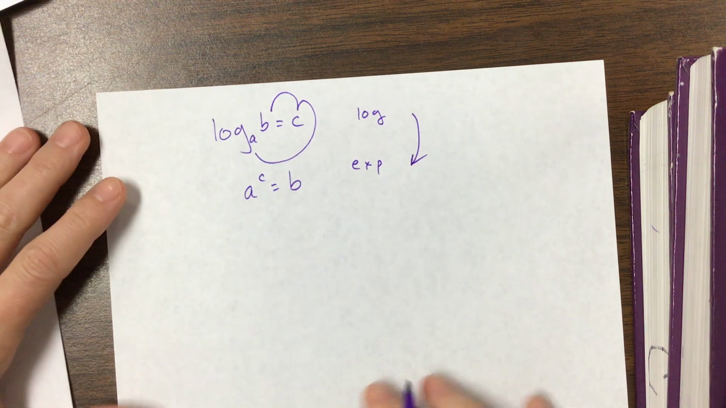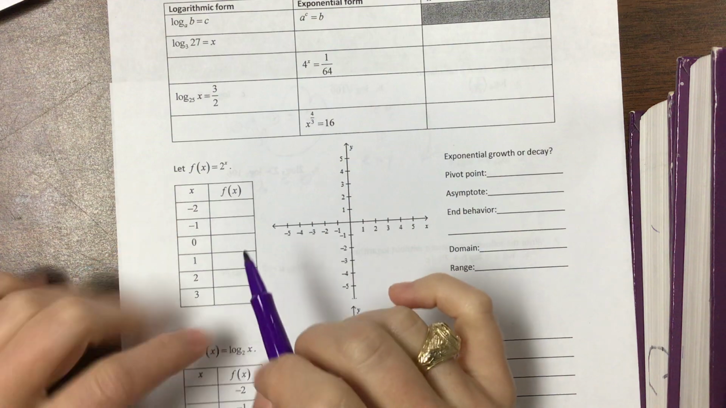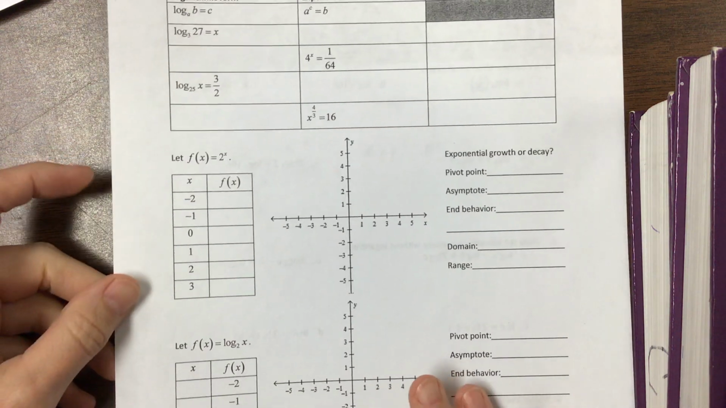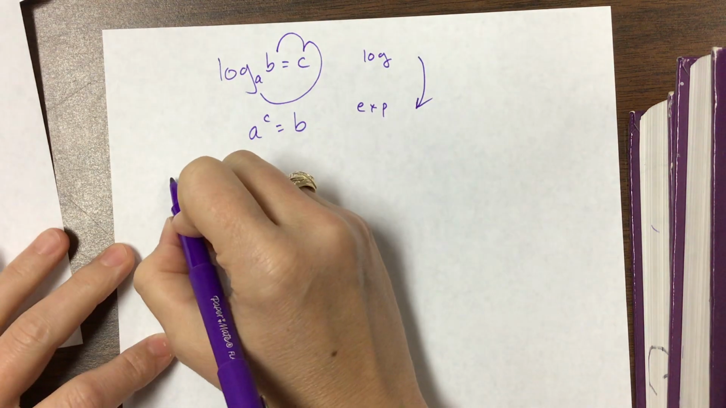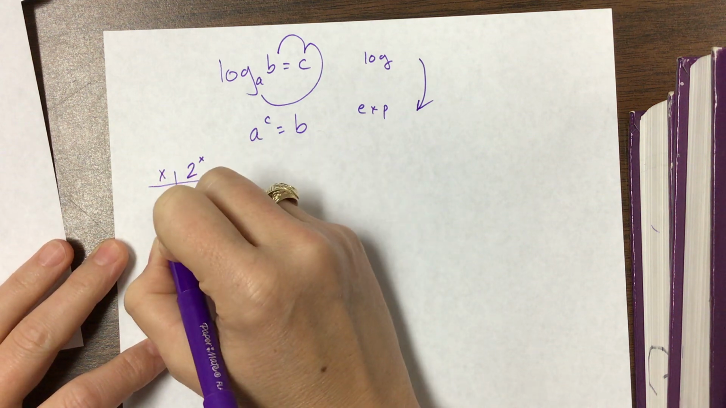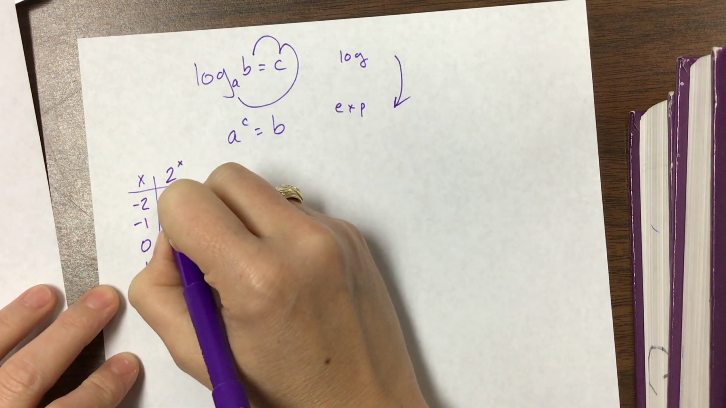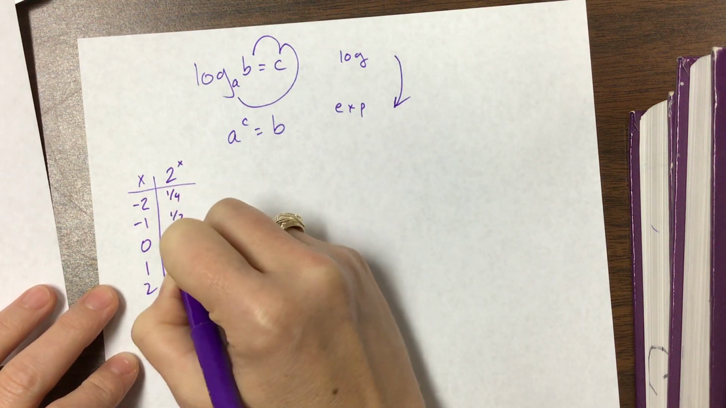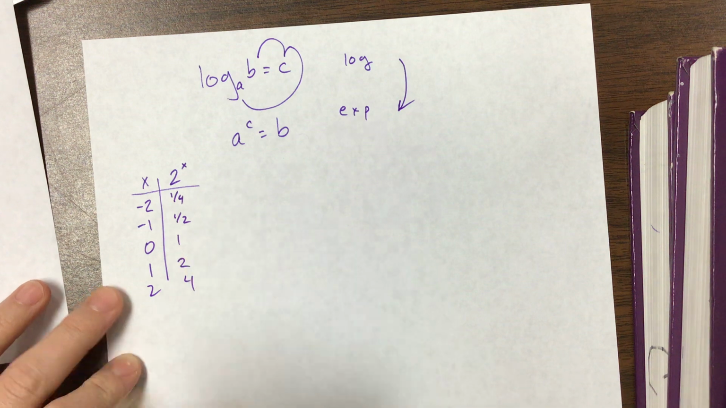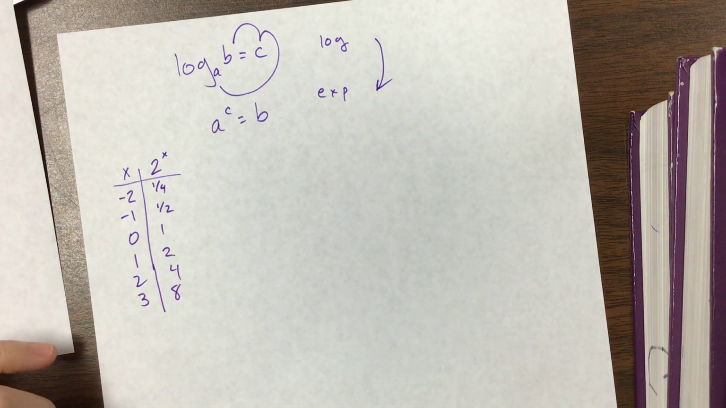Okay, so then what they asked us to do on this paper is plug in different values of x. So notice, if f of x is 2 to the x, and I plug in -2, -1, 0, 1, and 2, I get 1/4, 1/2, 1, 2, and then 4. Oh, and they had 3. Okay. 2 to the third is 8.